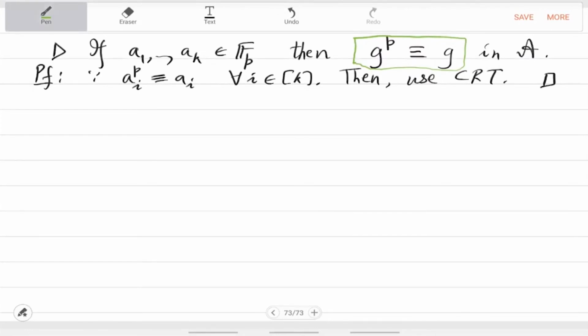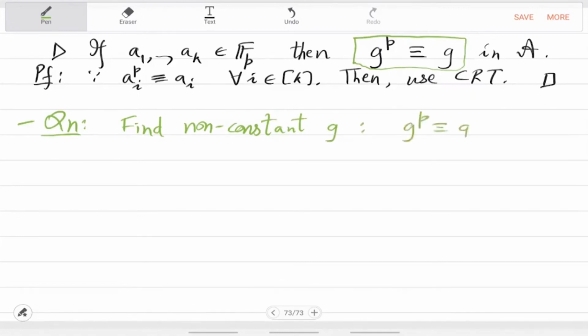So that's the first question. That in fact will be the most important question. So what we'll do next will be solving that problem. So basically, find non-constant g such that g to the p is g mod f. So can you find this? That is the algorithmic question.